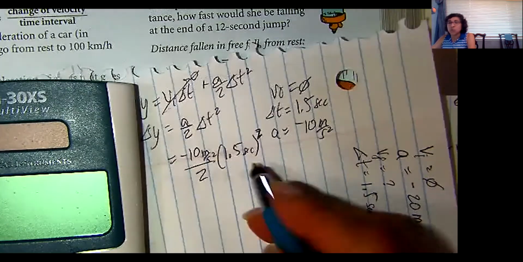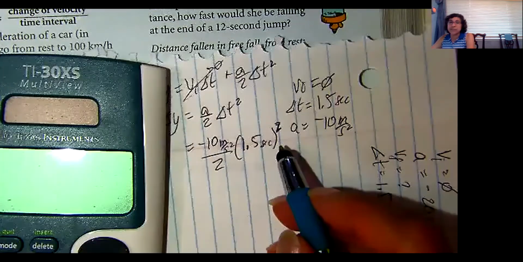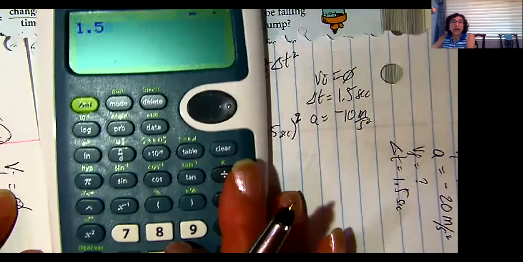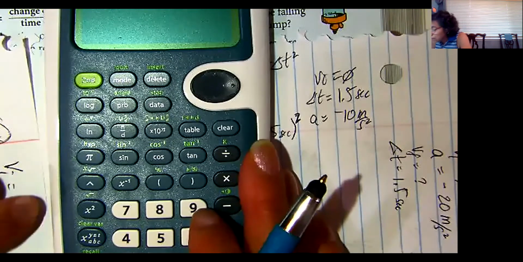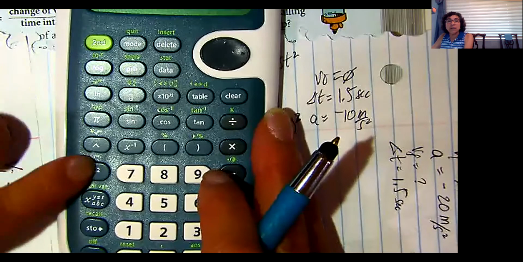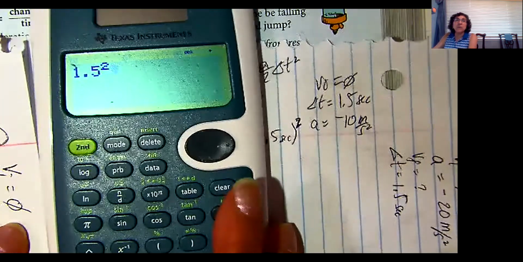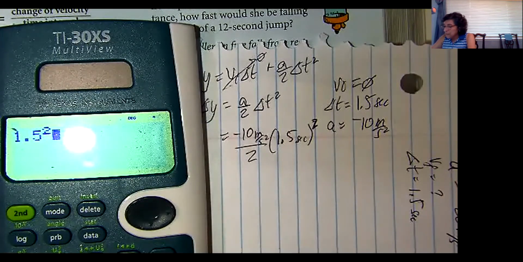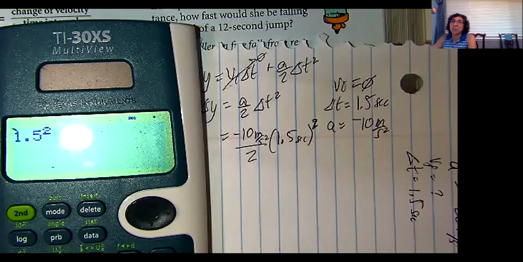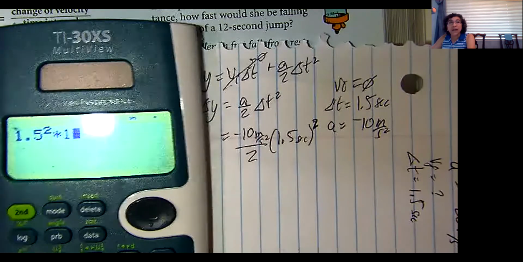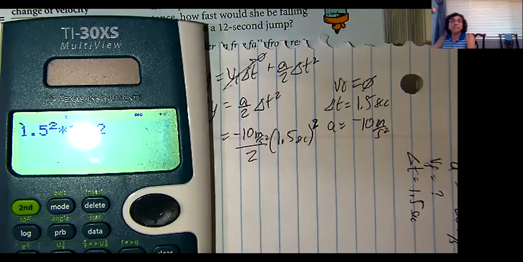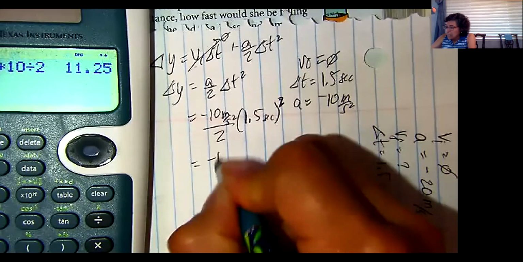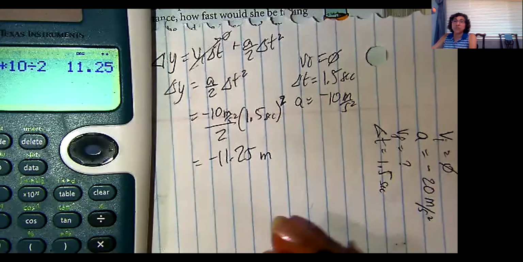I always do the tricky stuff first. Why? Because it's done. On my calculator, I'm going to say 1.5, and I look for that square. Where is it? It's a little button. There it is. See the square red button right there? So I hit the square red button, and that gives me 1.5 squared. What else do we have to do? We have to multiply that by 10. Now you can say negative 10, I'm just going to remember that it's going to be a negative answer. Times 10 divided by 2. There it is. So it's negative 11.25, and it would be meters. That would be the answer.